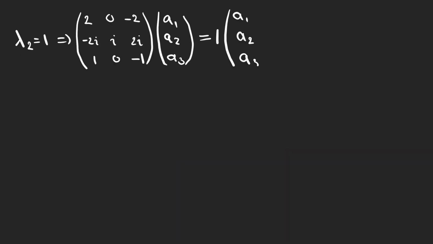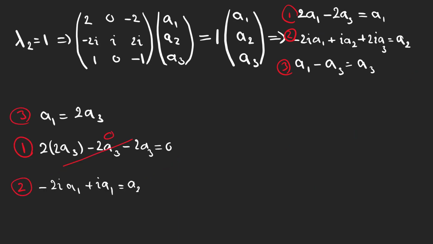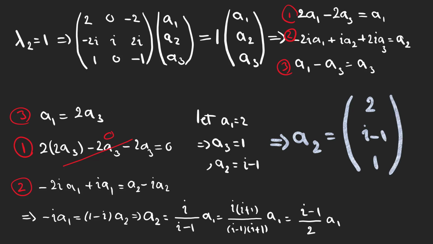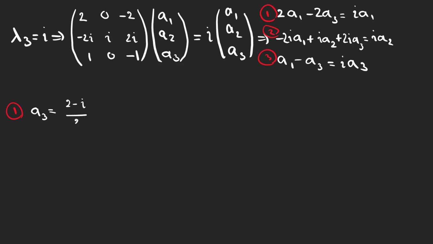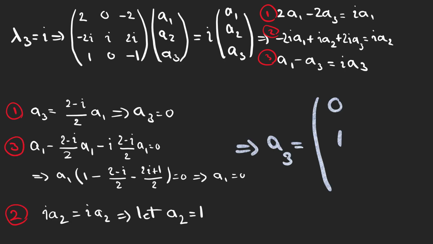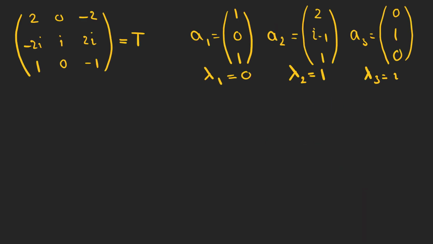For the second eigenvalue, we have three new equations. We can do the same thing for these three equations, and let a1 equal 2 and find the second eigenvector. And finally, for the third eigenvalue, we have this eigenvector. We first find a1 to be 0, so a3 is 0 and a2 is undetermined, so we let it be 1. And here is the last eigenvector. So these are the eigenvectors and eigenvalues of this matrix.